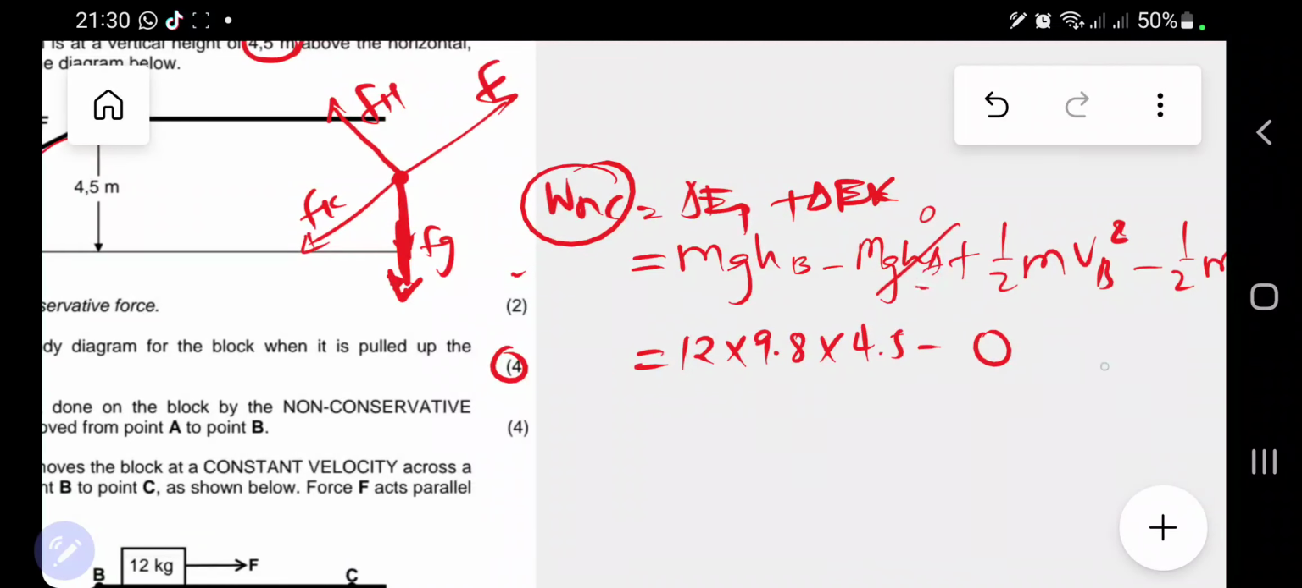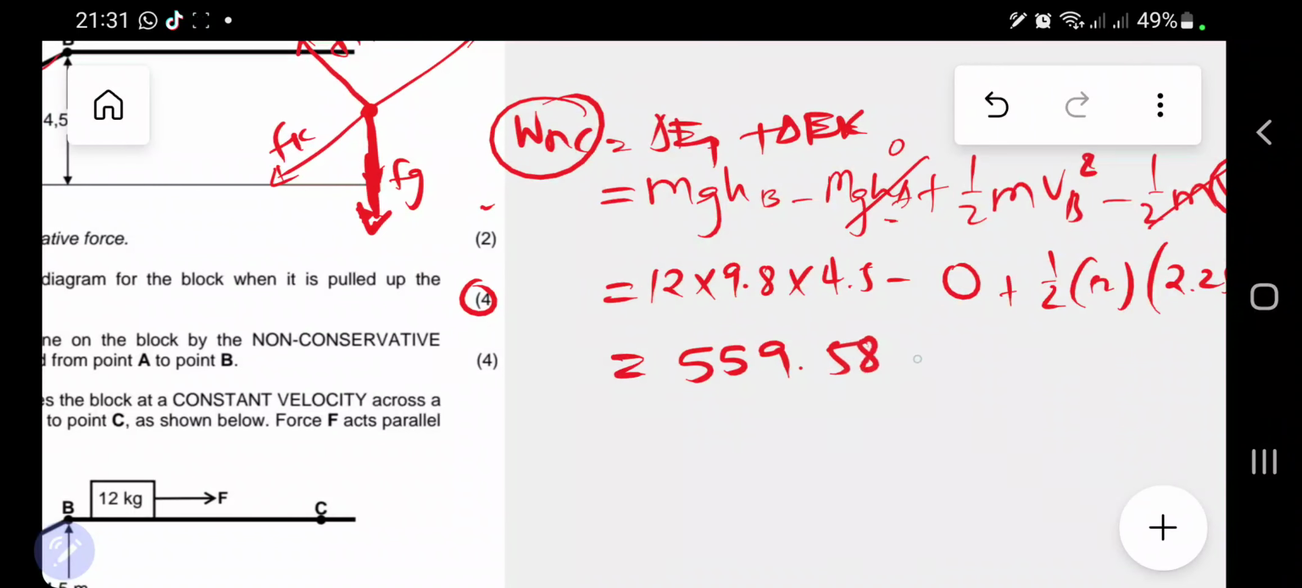So pressing your calculator, you've got 559.58 joules there. Remember, work done is measured in joules, so we're going to have 559.58 joules of work done by the non-conservative forces.